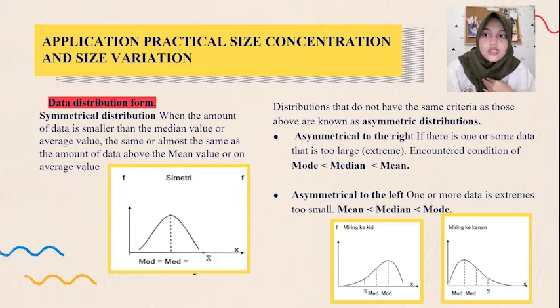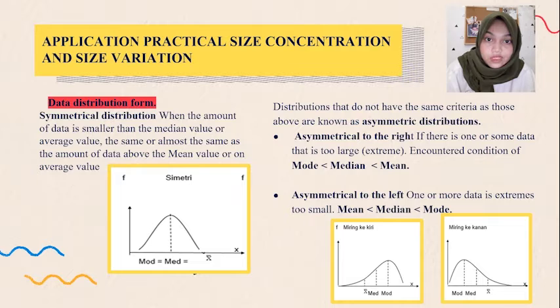There are many ways to find the distribution, and there are two types of data distribution. The first type is symmetrical distribution, when the amount of data below the median value or average value is the same or almost the same as the amount of data above the mean value or average value. If the data don't have that criteria, it means the data has an asymmetric distribution.